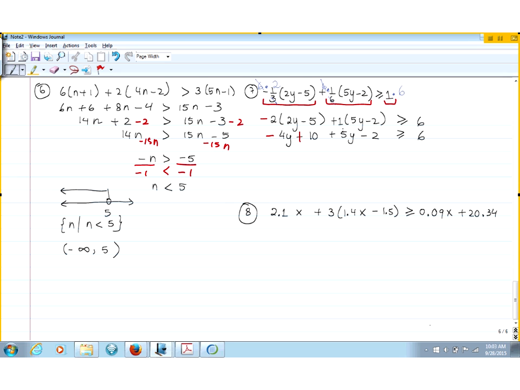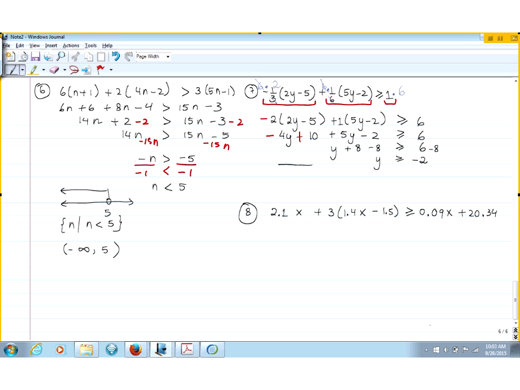So now let's combine like terms. What is negative 4y plus 5y? Y. 10 minus 2. So y plus 8 is greater than or equal to 6. Then what? Subtract 8 from both sides. Yes. So y is greater than or equal to negative 2.